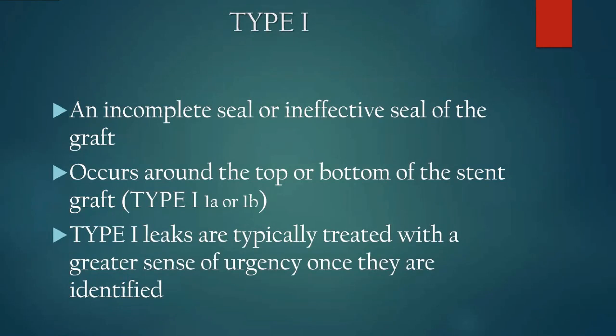A type 1 endoleak is an incomplete or ineffective seal of the graft. It occurs at the top or the bottom of the stent graft, and they're referred to as type 1A at the top, or type 1B when the leak is at the bottom. These types of endoleaks are typically treated with a greater sense of urgency.